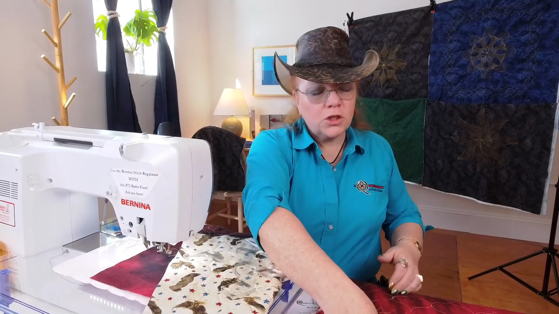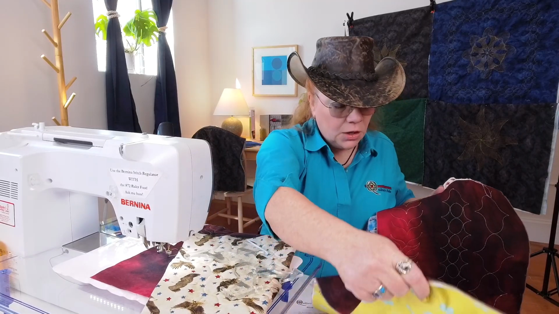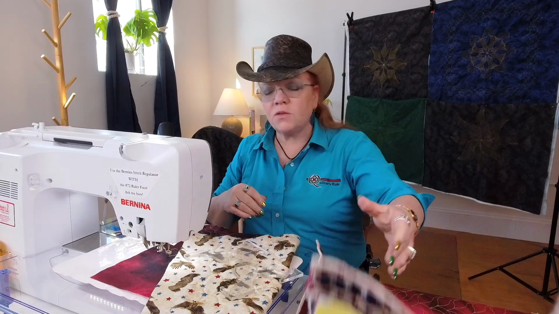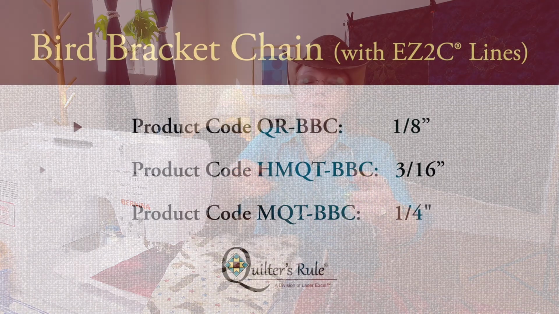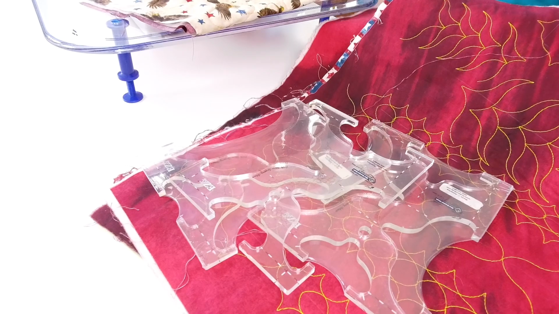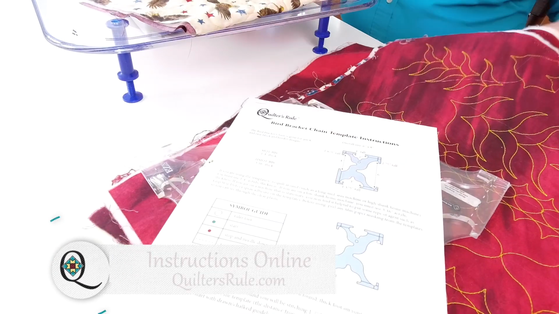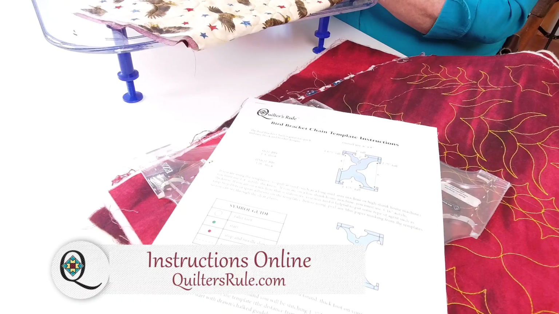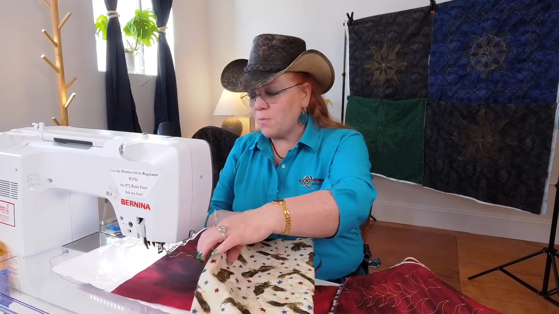So I hope you enjoy the bird bracket chain. It also makes lovely block designs, which is another video. The bird bracket chain has 4 different sizes. They come in 3 different thicknesses, and we have a set of instructions on our website that are available as a download. I hope you enjoy the bird bracket chain and have lots of fun flying with those birds.